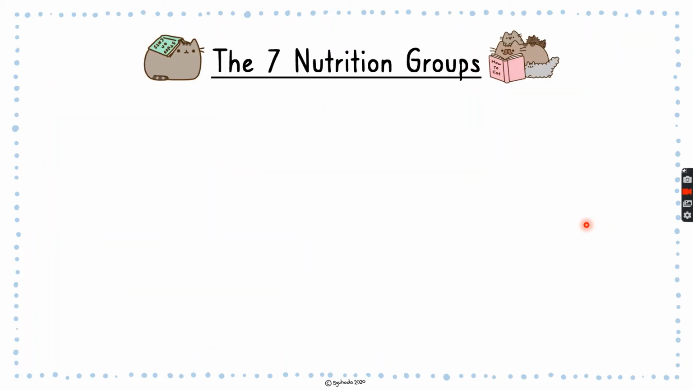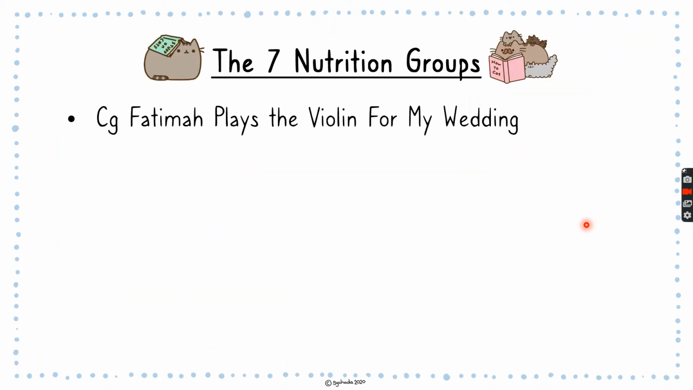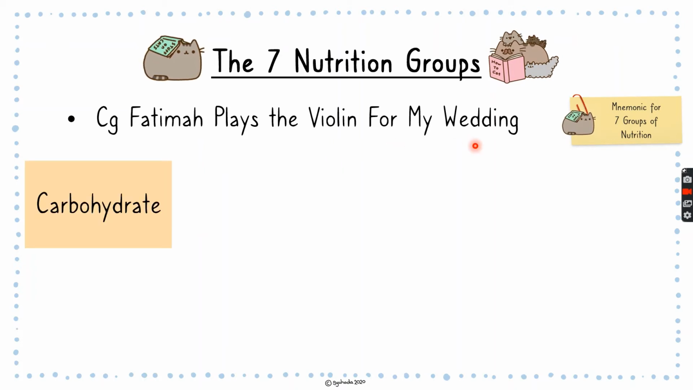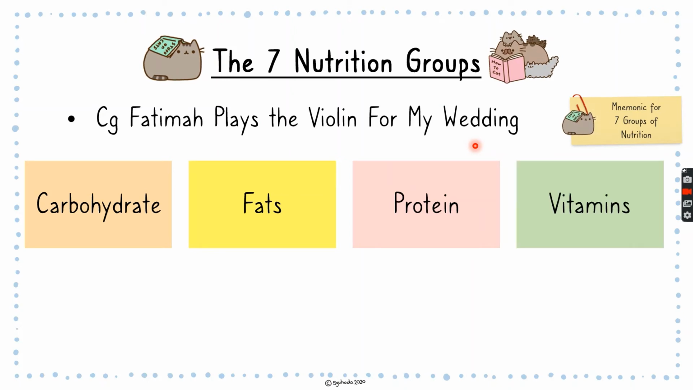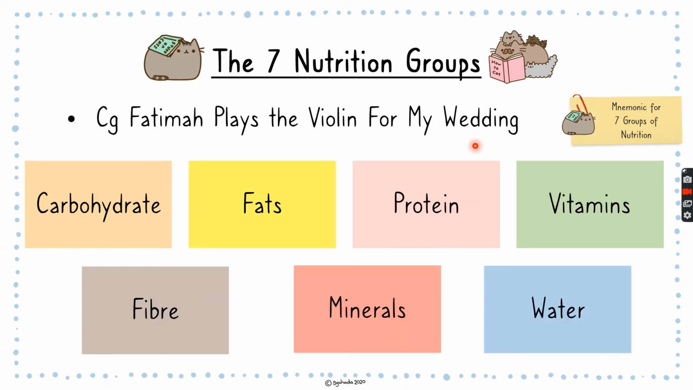Now we're moving on to the 7 nutrition groups. So how do my previous year 9s remember this? They taught me this mnemonic, which is Jegu Fatima plays the violin for my wedding. C is carbohydrate, F for fats, P for protein. Then you have V for the violin is vitamins, F for fiber, M for minerals, and W for water.